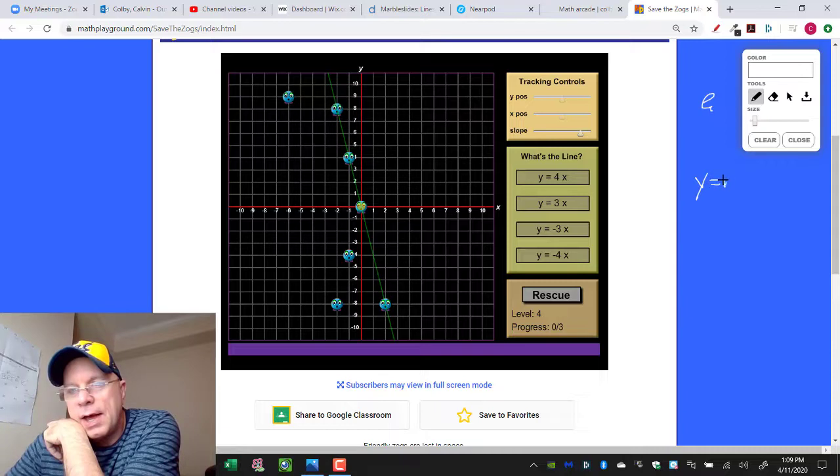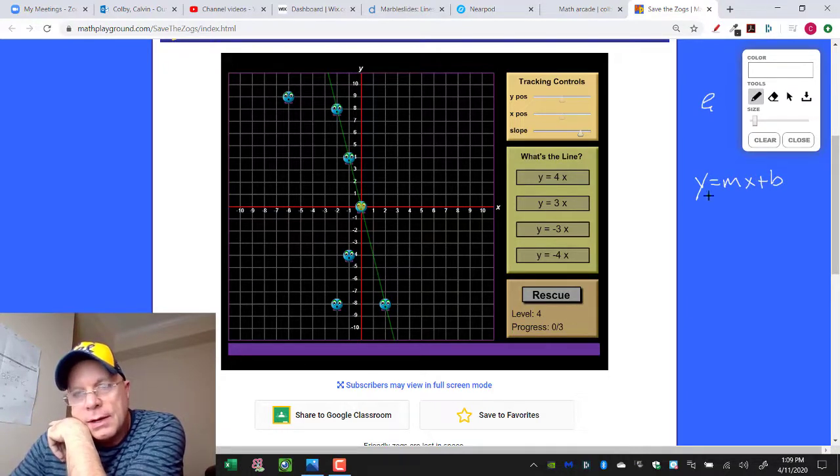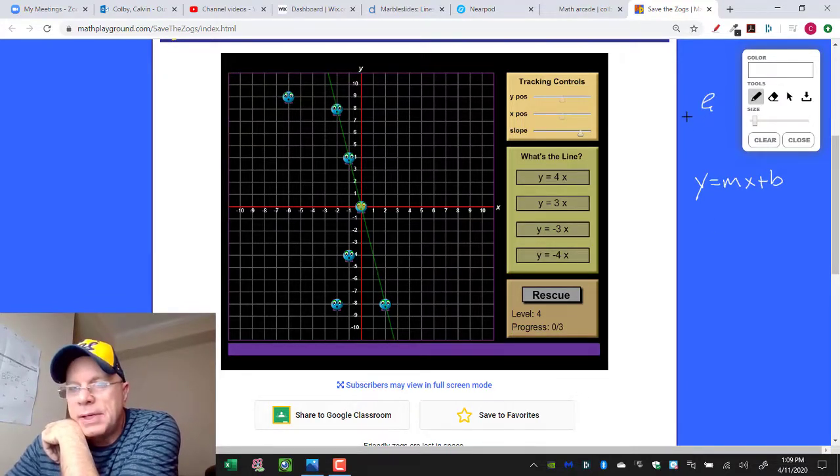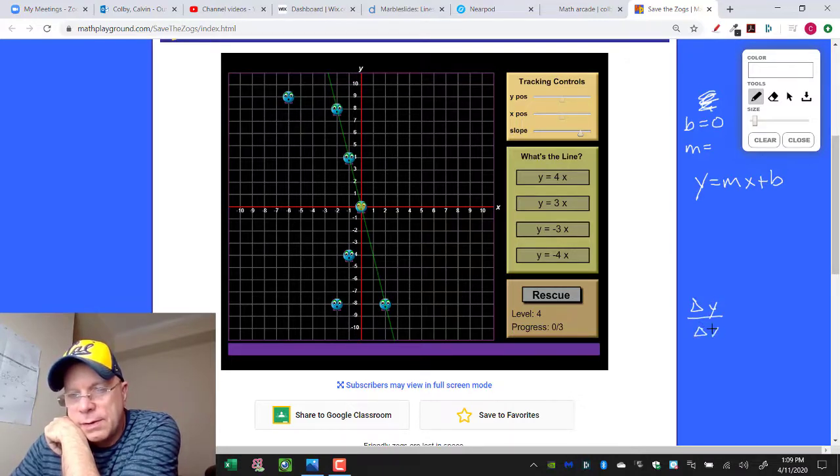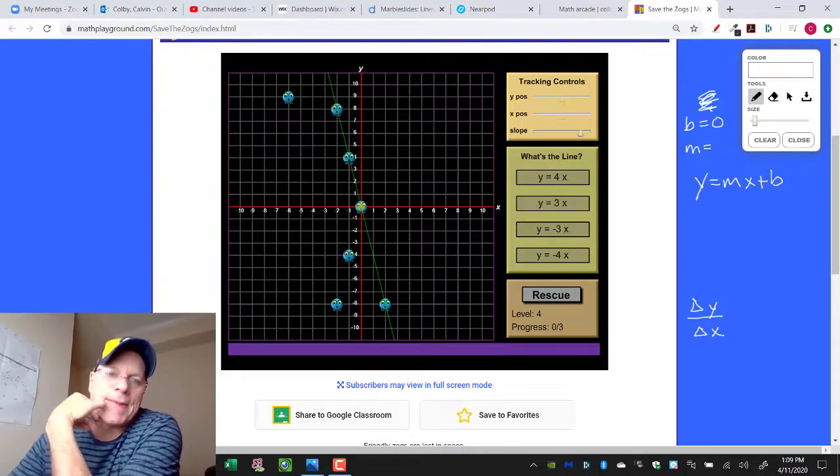Y equals mx plus b. And I know my y-intercept, b, is 0. I can see that because that's where my line's intersecting the y-axis. And now I just need to know what m is. M equals, well, delta y over delta x, right? If I use these two Zogs, let's just start at this Zog. I'm going from this Zog to this Zog.